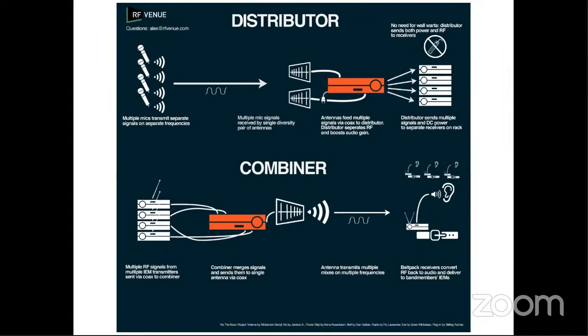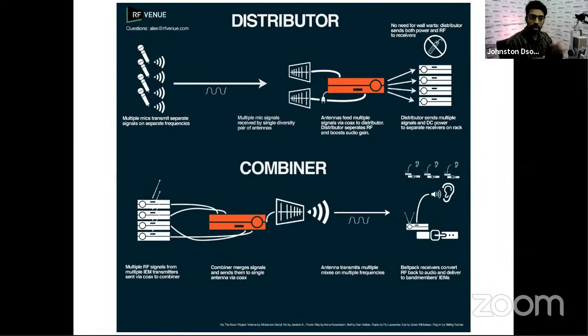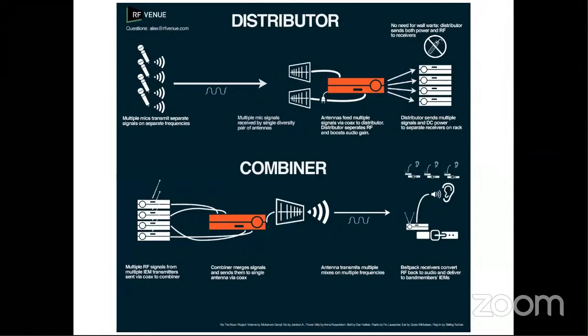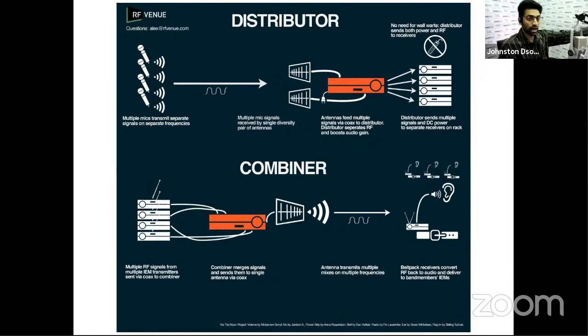Same with the combiner also. कंबाइनर में उल्टा है. कंबाइनर क्या करता है? ट्रांसमीटर से कोएक्सियल केबल लेता है और फिर उसको वायरलेसली इन-ईयर मॉनिटर को भेजता है. ठीक है? Got it, sir. A distributor will take microphone signals wirelessly into itself and then send coaxial cables to the microphone receivers. A combiner will take coaxial cables from the transmitters and send wirelessly to the in-ear monitors.